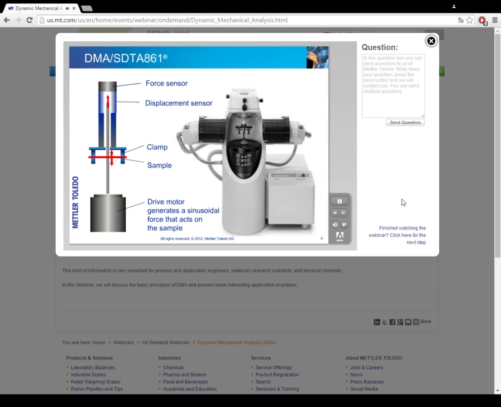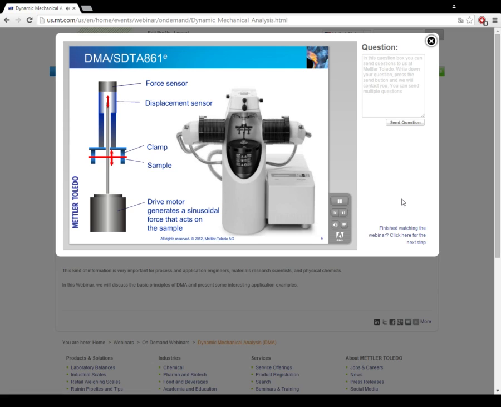This slide shows a modern dynamic mechanical analyzer, the Mettler-Toledo DMA SDTA 861E. The instrument is built on a very strong and rigid stand. This enables measurements to be performed over large ranges of force and frequency. The instrument weighs about 120 kilograms and is about 80 centimeters in height. The furnace consists of two symmetrical halves that can be moved in and out horizontally to close or open the furnace. The excellent accessibility makes it easy to install the sample holders for the different measurement modes.